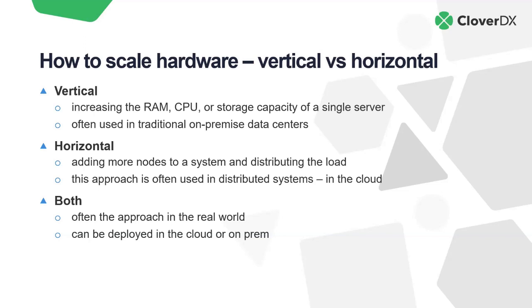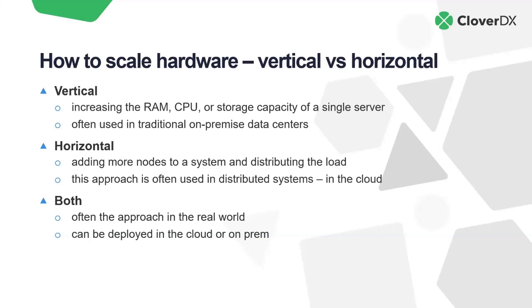Horizontal scaling, on the other hand, is going to involve adding additional nodes to a system and distributing the load across those nodes, right? So instead of adding more horsepower to a single server, you might double the number of servers. So you go from one server to two servers and split the load across. What's great about this solution is that it increases availability.